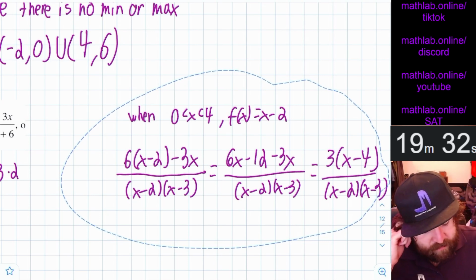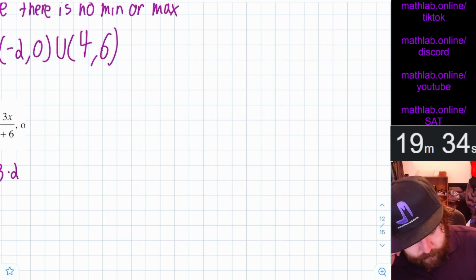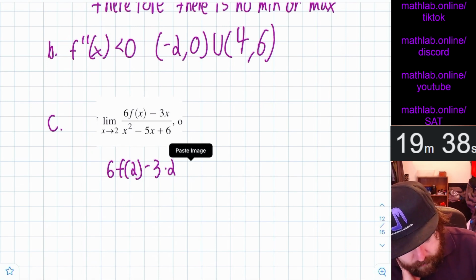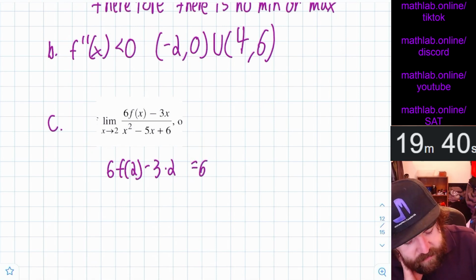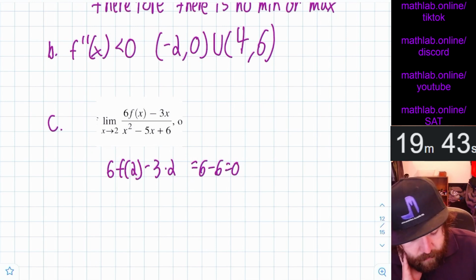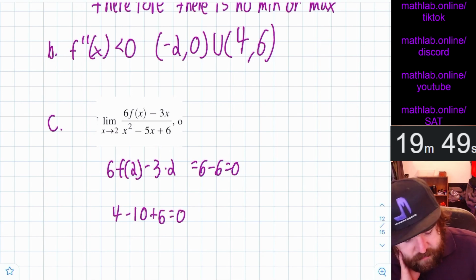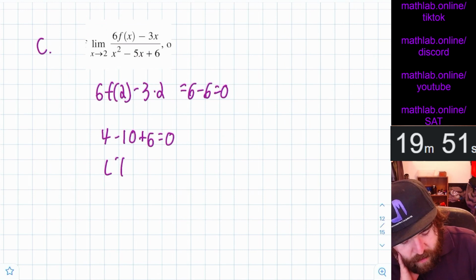So I could do that same thing. But no, this is going to be quicker. This is going to definitely be quicker. So this is 6 minus 6, which is 0. And then the bottom, when you plug in 2, is 4 minus 10 plus 6, which is 0. So we're going to use L'Hopital's rule.